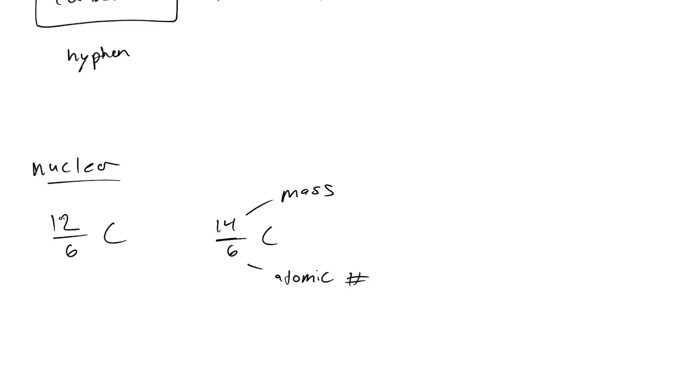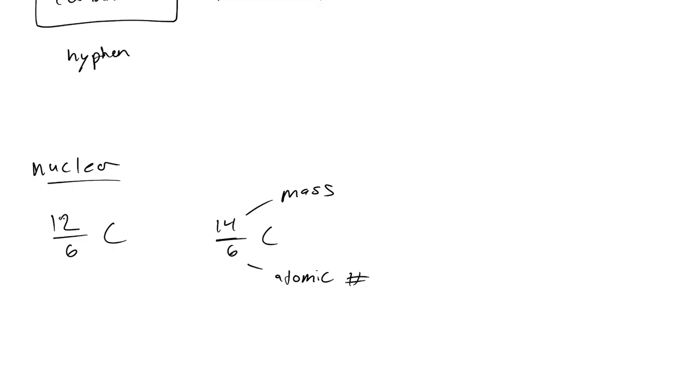So the top number for nuclear will always be the mass, and the bottom number will always be the atomic number. Now, why do isotopes matter? They're used in radioactive dating, like carbon-14 dating, so we can see how old certain fossils are. Some are used in medicine, like cobalt-60 for cancer treatment. And isotopes also help calculate average atomic mass on the periodic table.